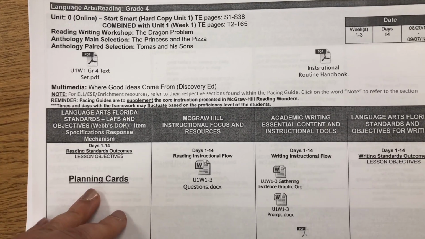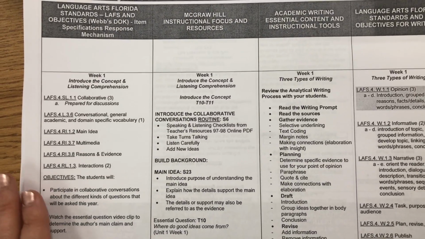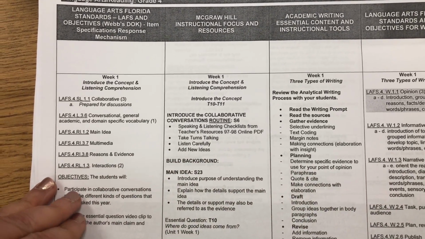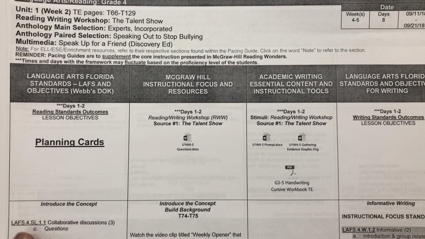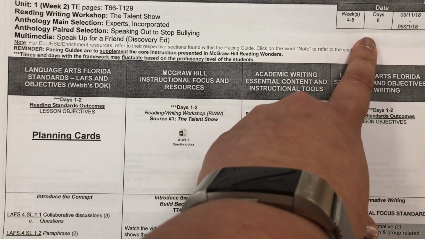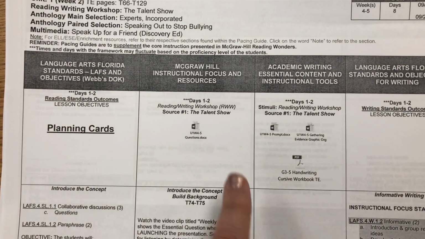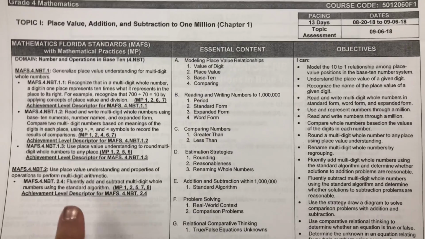But here they give us a lot of the different things. They basically tell us exactly what we need to be working on as far as that subject goes. So this is the reading one for this week. It starts tomorrow, 9/11, and these are the stories we'll be reading, and it goes through the pace of how we should be working on it. So that's reading.